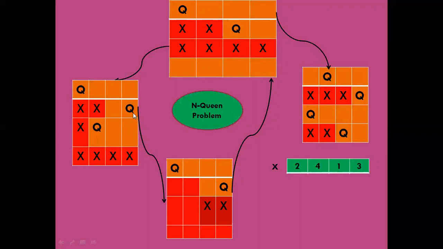So I've just changed the position. The only position left is the last position. So I changed the position of the second queen. Now try to place the third queen. Can you place it here? No, because it's in the same column. Can you place it here? Yes. So the third queen is placed.